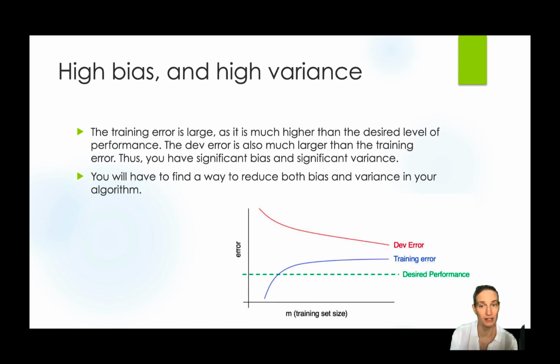Here's a high bias and high variance error. In this case, the training error is very large again. The dev error is also much larger than the training error. So you have significant bias and significant variance. So we'll have to apply these measures that I mentioned before to reduce both these errors.